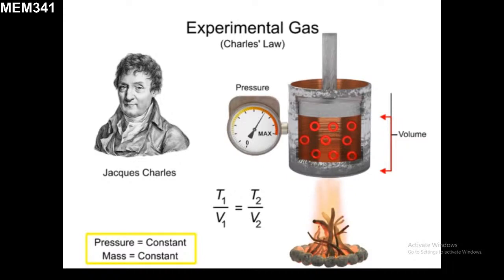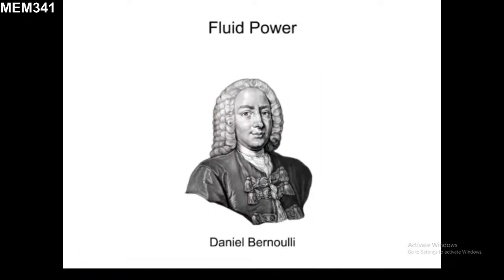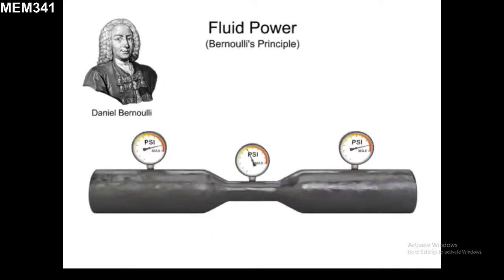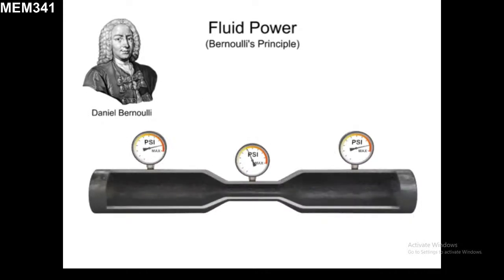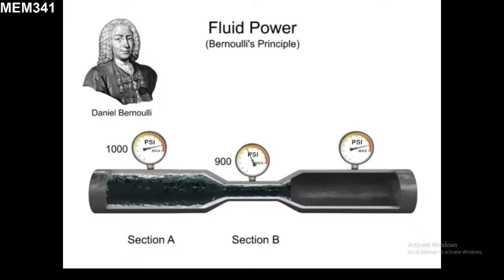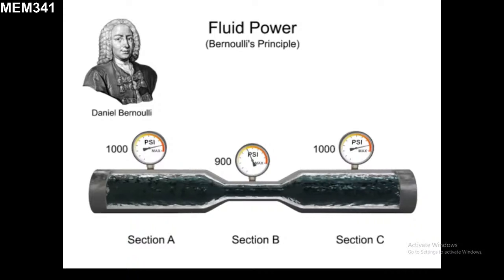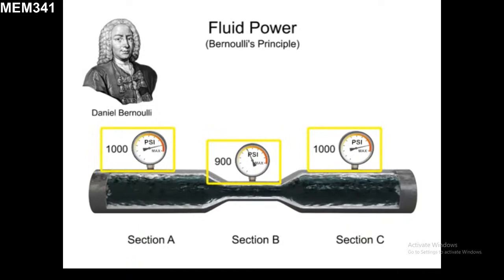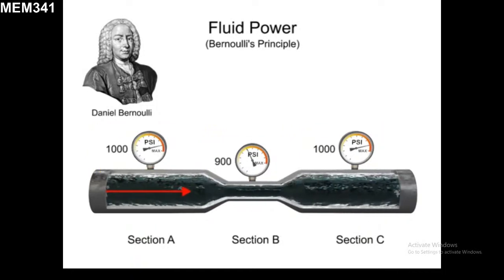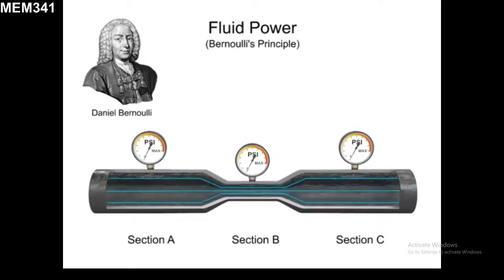In the mid-1700s, Daniel Bernoulli discovered another very powerful rule in the field of fluid mechanics, known as Bernoulli's principle. This rule is related to the theory of conservation of energy, which states that energy can neither be created nor destroyed. In this fluid system, pressure is potential energy, and fluid flow is kinetic energy. Bernoulli's principle states that an increase in the speed of an incompressible fluid occurs simultaneously with a decrease in pressure.